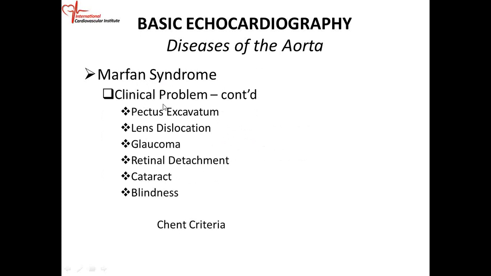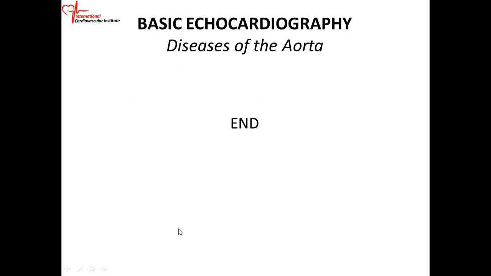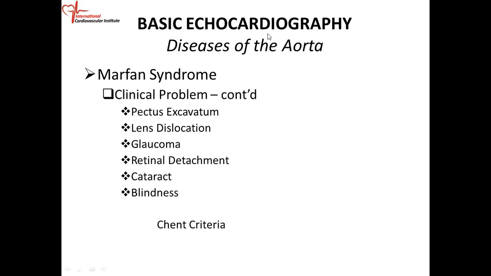Okay, your Marfan syndrome individual is going to have what we call pectus excavatum. That is, if you look at the sternum, the chest caves in. It caves in. Pectus excavatum. That's what that means. It caves in. Lens, they're going to have problems with the eyes. You have dislocation of the lens in the eye. They tend to have glaucoma, retinal detachment, visual loss, cataracts, blindness. This is what we call the Ghent criteria. Okay, so that covers the aorta.